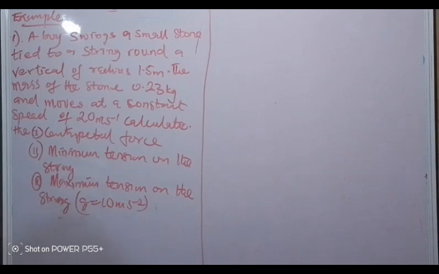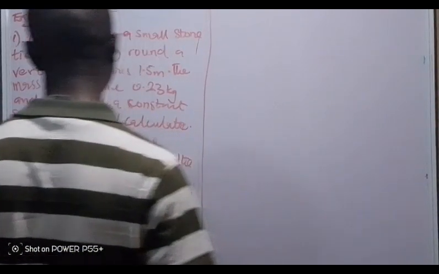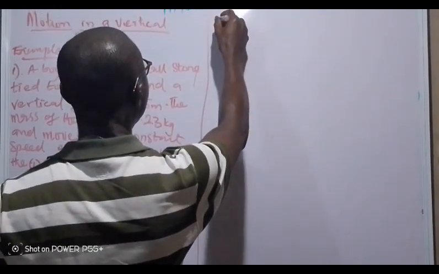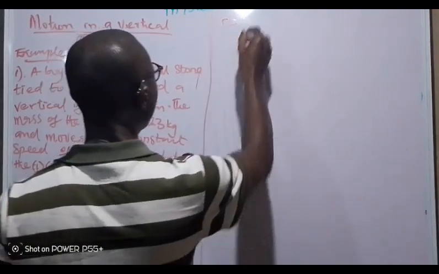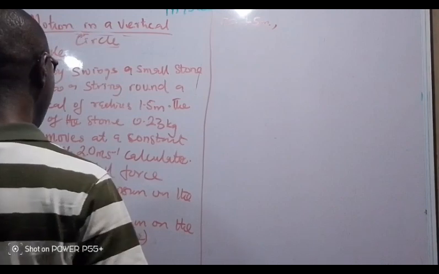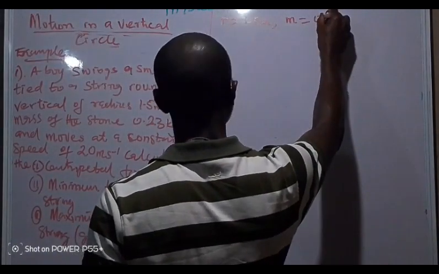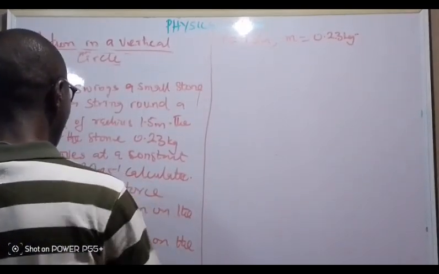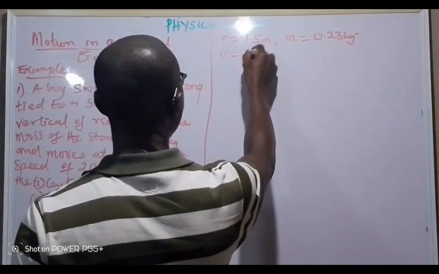Now let's write out the parameters given in this question. Radius of the vertical circle, R, is given as 1.5 meter. The mass of the stone, m, is given as 0.23 kg. Moving at a constant speed, V, of 20 meter per second.